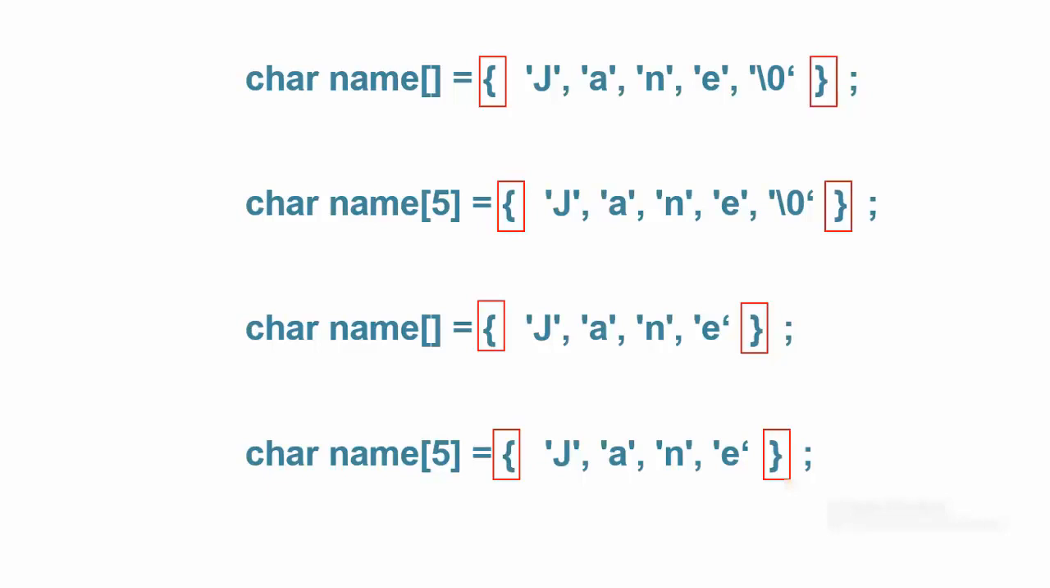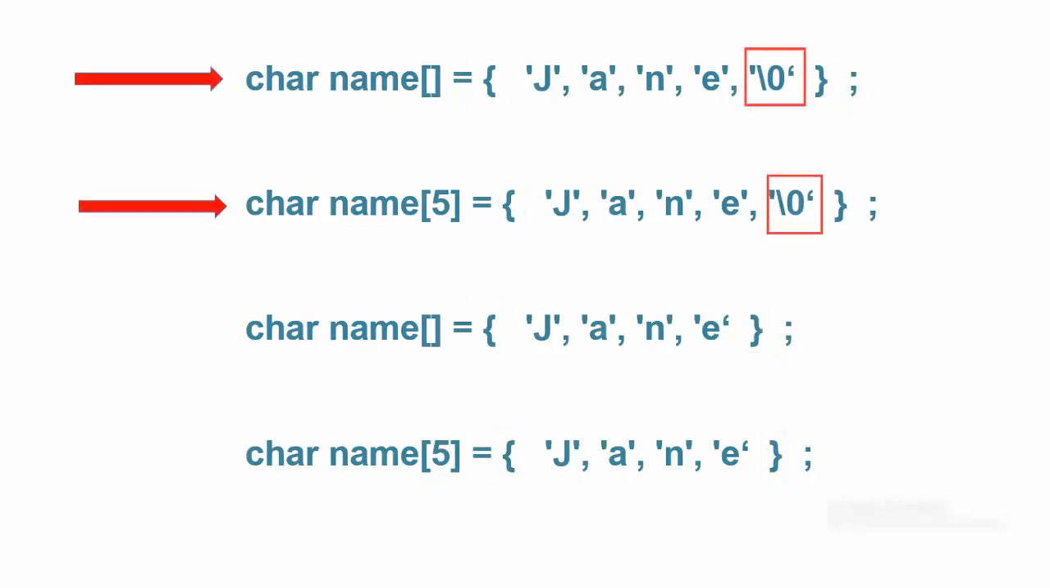In the first two examples, we have defined the null termination byte. But in these two examples, we have not defined the null termination byte. Notice that the compiler is smart enough to know that the null termination character is added, although we have not explicitly defined it.